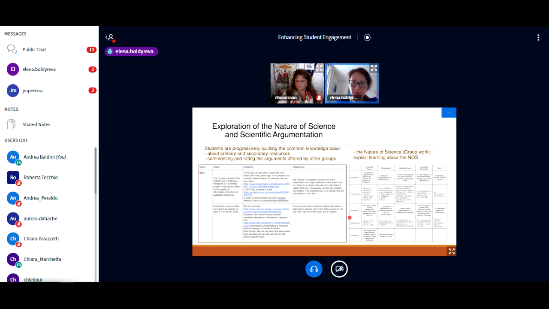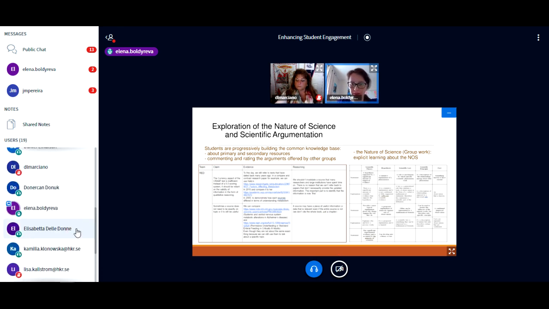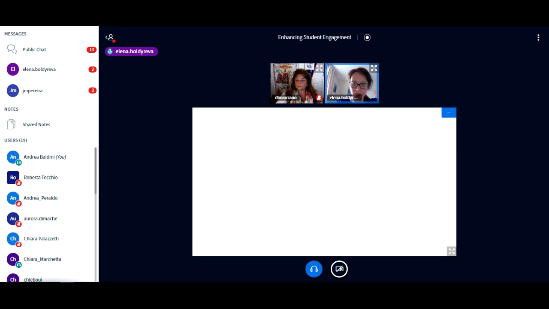Here it's more explicit learning about the nature of science, where students again work in groups, trying to sort the statements related to scientific theory, hypothesis, scientific law, scientific principle, or fact. At the end of this activity, we join together as a class and discuss these tables that we create of the findings by the students.